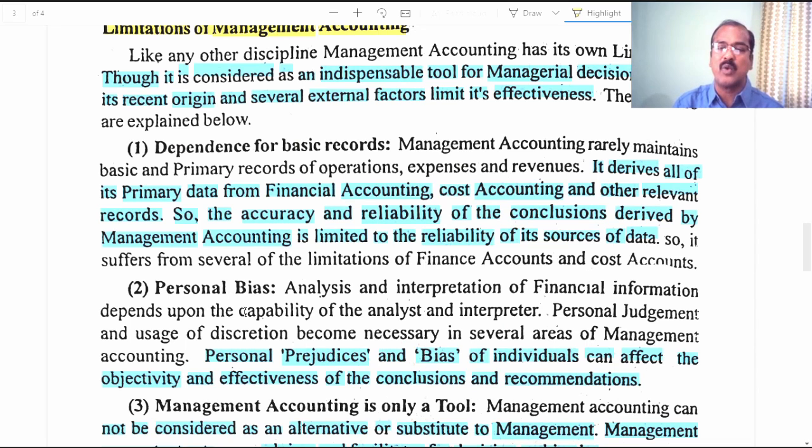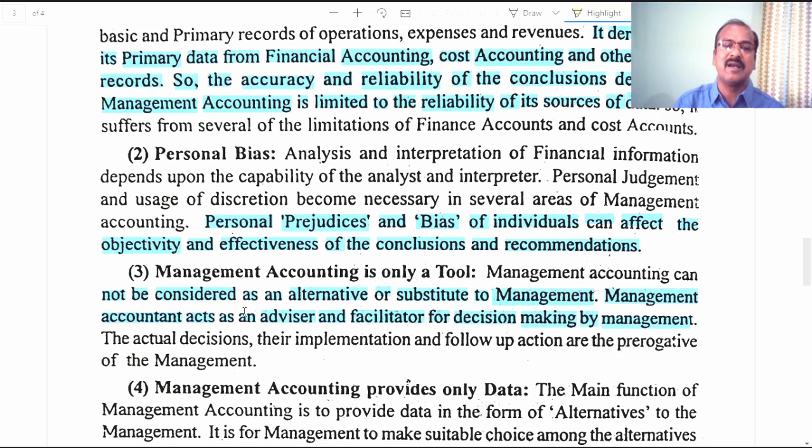Since management accounting derives the required information from various sources such as financial accounting, cost accounting, and other records, its accuracy and the reliability of the conclusions derived are really limited to the reliability of its sources of data.